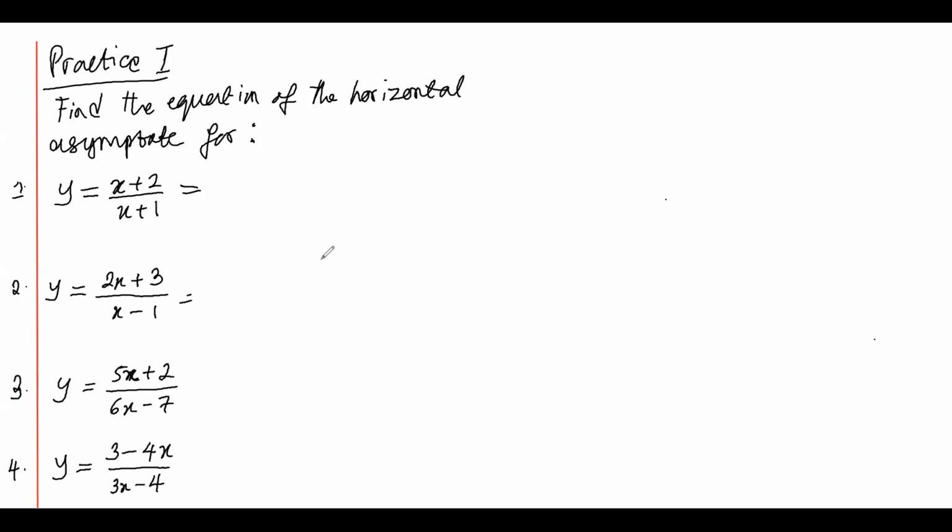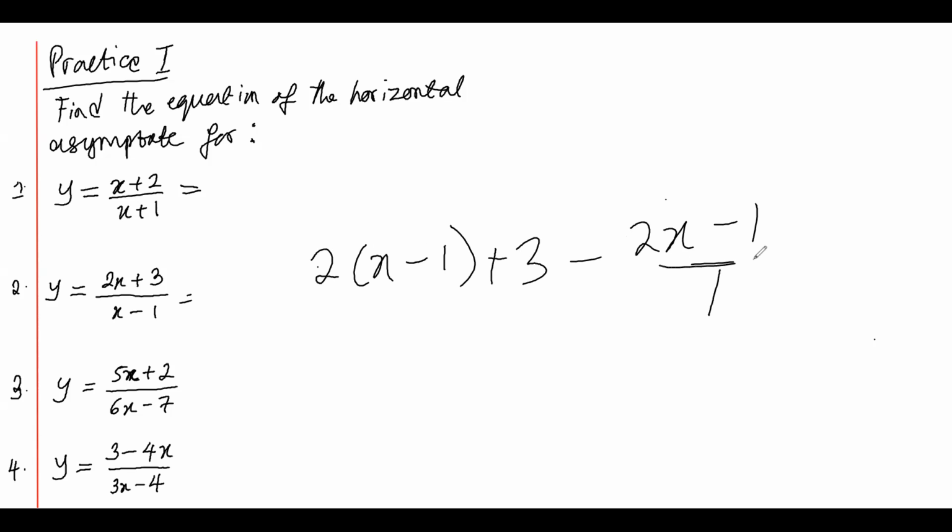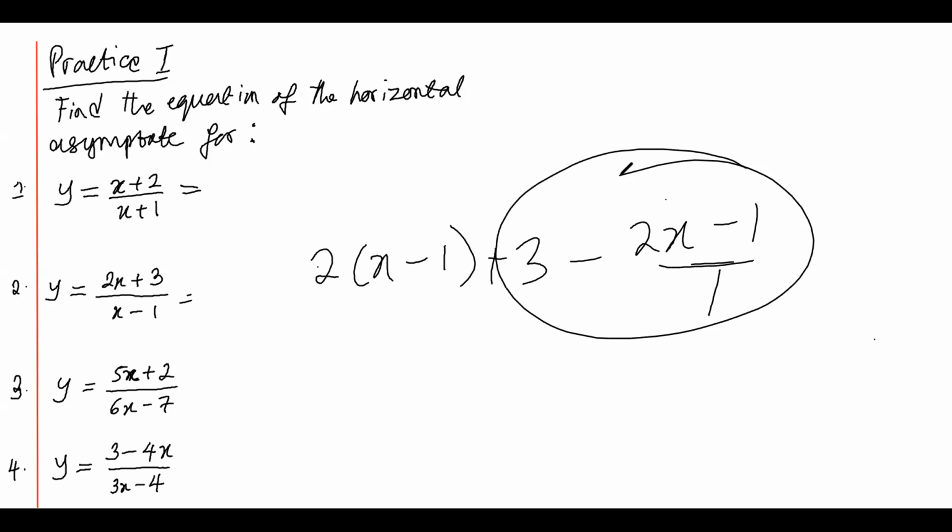You have 2x minus 1. Then I have plus 3 minus 2x minus 1, according to you, divided by 1. What is this? Oh, it's 2 times minus 1, I think. 2 times minus 1. What is that?